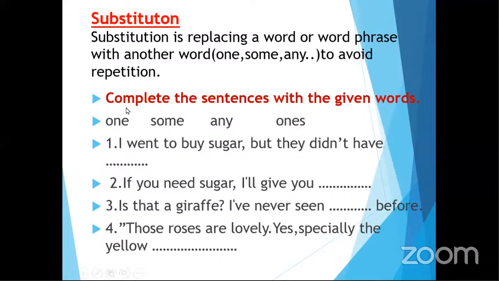Okay, we are going to do a small activity. This might help you to understand substitution. Substitution means you substitute a word or a word phrase with another word. For example, have you seen a beautiful butterfly like this? No, I haven't seen one like this. One means butterfly. So when we use another word instead of repeating a word, we call that substitution.